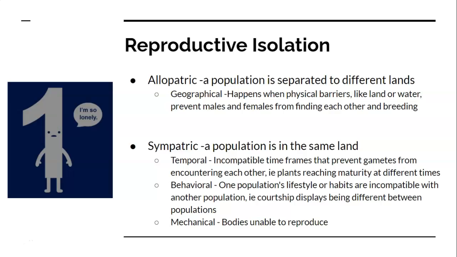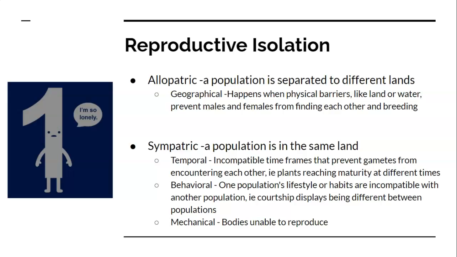Or behavioral. So this could be like birds, where a bird has a mating dance, and the male bird does this crazy elaborate mating dance, and the female is like, what is that? That's disgusting, I don't want to be a part of this. And so the behavior of that male bird has prevented reproduction from happening.